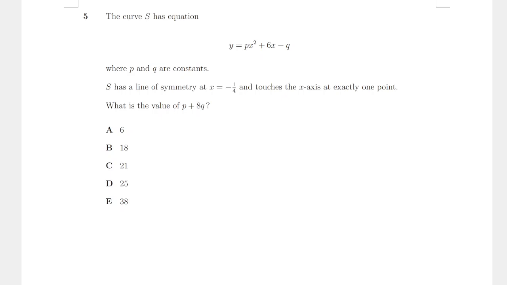Turning point, right? So differentiate, set equal to 0: y prime equals 2px plus 6, and of course when we sub in negative a quarter, it should be 0, yeah? So 2p times negative a quarter plus 6 should be 0. So we solve for p from here. So what do we do? Well, 6 equals a half p. So p is 12. Great.